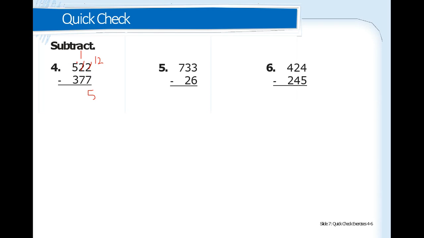1 minus 7, it's not going to work. We need to move to the next door and cross 5 to become 4 and 1 to become 11. 11 minus 7 equals 4. 4 minus 3 equals 1. The answer is 145.